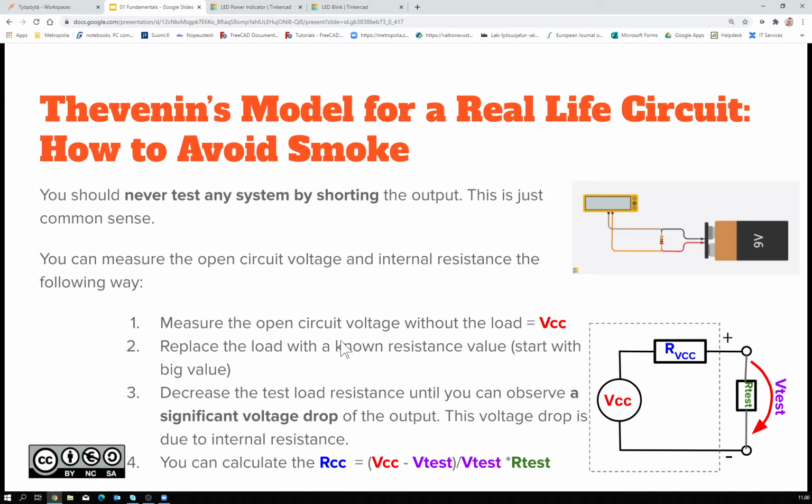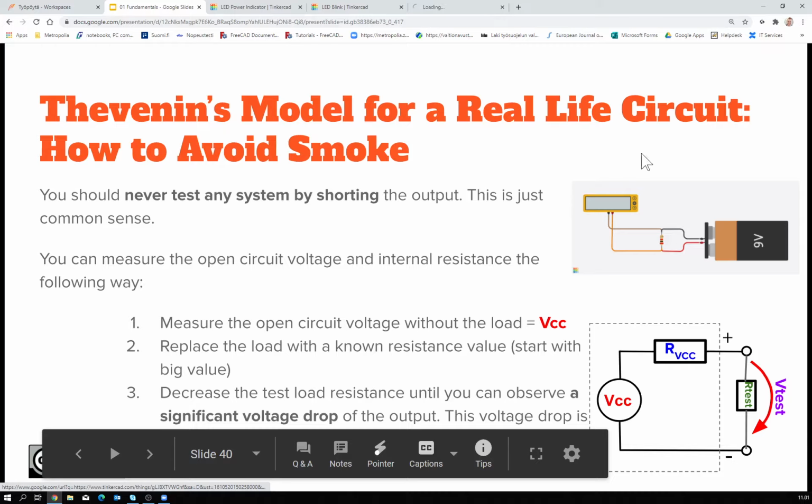Yep, open circuit, and then replace the load with a known resistance, starting with a big number, and then decrease the test load resistance until you can observe a significant voltage drop of the output. And that voltage drop is actually due to the internal resistance. Remember this one.